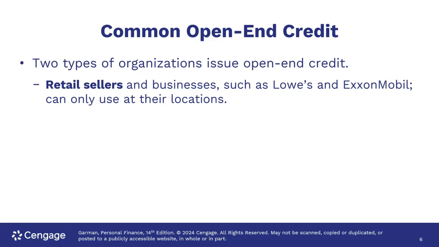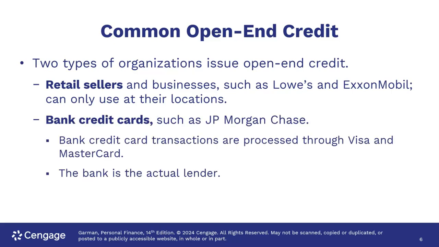More and more these cards are becoming traditional, very much like bank credit cards. They'll be a MasterCard or a Visa. Bank credit cards: J.P. Morgan Chase, Citibank, and so forth. They issue them. The transactions are usually processed through Visa or MasterCard, but the bank is the actual lender. We'll start the next lecture with possible features of credit cards.